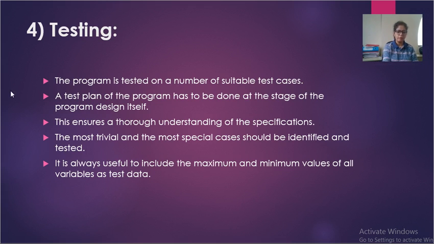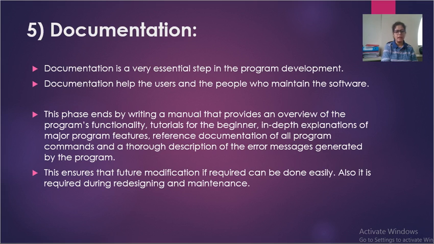After testing the software, if it is correct and according to the needs of the customer, then only we can move to the fifth step of the system development life cycle. Now the fifth step is the documentation phase. The documentation phase is a very essential step in program development. Documentation helps the users and the people who maintain the software. They prepare documents, everything in written form, for both the parties, that is the developer and the customer.